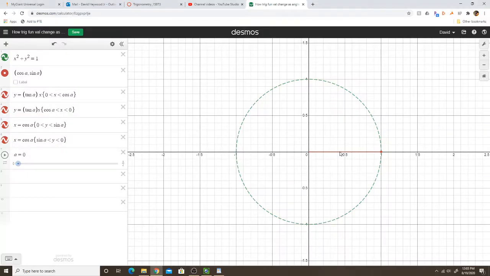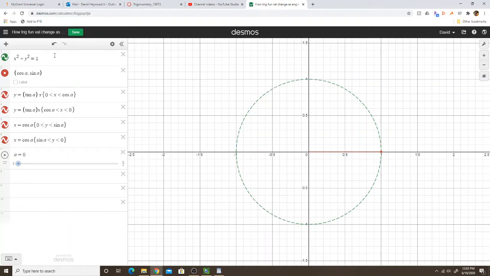So here we have a circle. And I'm going to let theta, or in this case I think I'm calling it A, let A increase from 0 to 90 degrees. And as it does that, we'll talk about what's happening, what's going on, right? So remember that. Well, actually, you don't really know this yet. So let me explain.